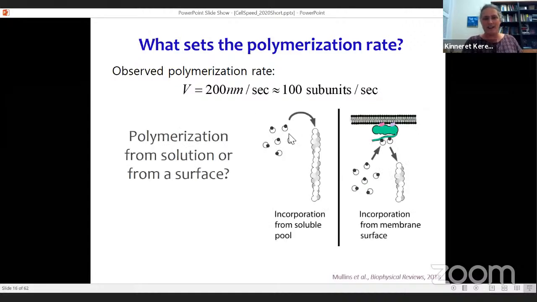The textbook picture of the polymerization reaction is polymerization from solution. So we have the subunits and they assemble into the filaments. A couple of years ago, work from Dyche Mullins' lab suggested that there actually is an intermediate pool of actin in this reaction, where there's a monomer bound to the surface, and the actin monomers go from the solution to this monomer-bound intermediate pool and from there to polymerization. Basically, we don't understand what sets the rate. We don't understand exactly what's going on at the leading edge. I can go through both of these, and in an individual live cell, we actually don't know what's going on. It can be either this or any combination of these.